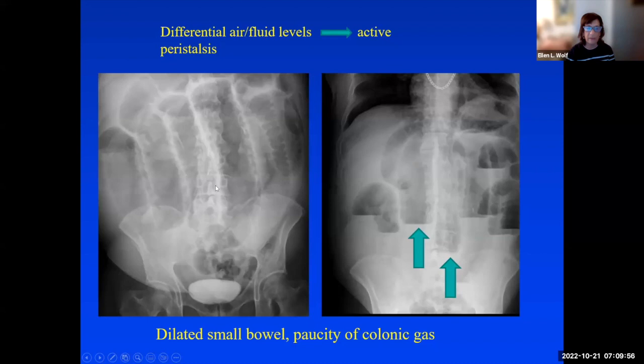So this is the supine view. And on the upright view, we can see this differential air fluid level. So this is the same loop, but the air fluid level is at a different site, different level. So this indicates active peristalsis and is more specific for small bowel obstruction than just air fluid levels at the same level. These other loops show the same thing as well. So this is classic small bowel obstruction. Paucity of colonic gas, there is some, but dilated air-filled loops of small bowel with differential air fluid levels.